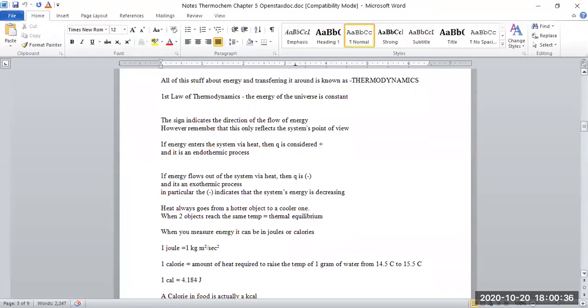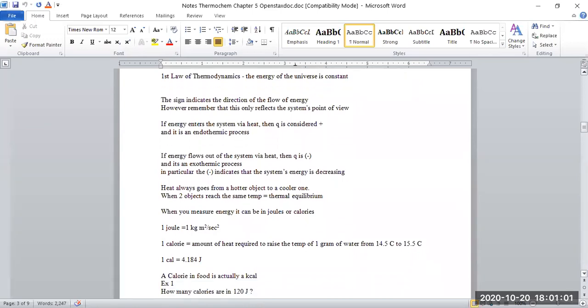And more abstract things here. If your two objects are at the same temperature, this is called thermal equilibrium. I believe in physics, they refer to it as an adiabatic system because you're not gaining or losing. You might run across that term.